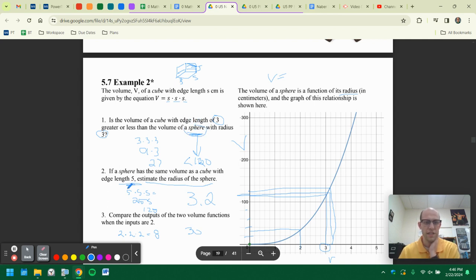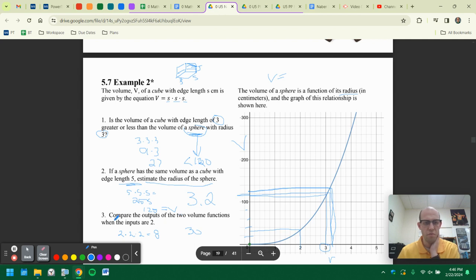If a sphere has the same volume as a cube with edge length 5, so that volume of that cube would be 5 times 5 times 5, or 125. What is the radius of the sphere? So this is the volume of the sphere. Go to where 125 would be, follow it over and down. It looks to be about 3.2 for a radius.